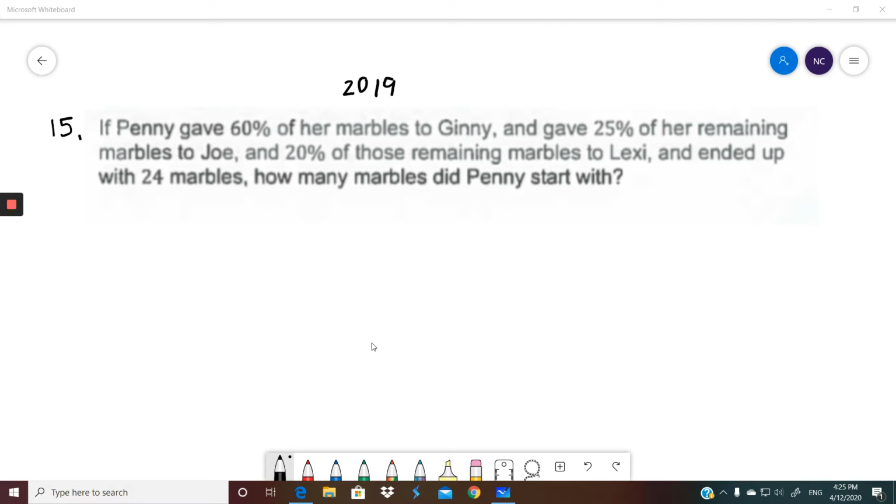So this type of problem is called a working backwards problem, and it's called that because you have to look at what Penny ended up with and then work backwards to find out what she started with.